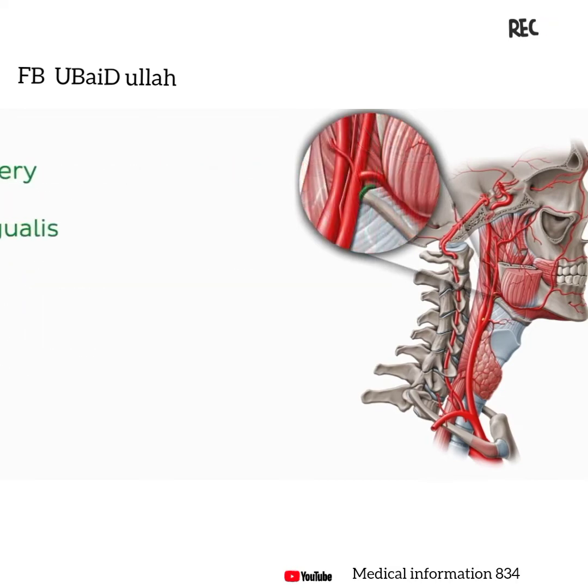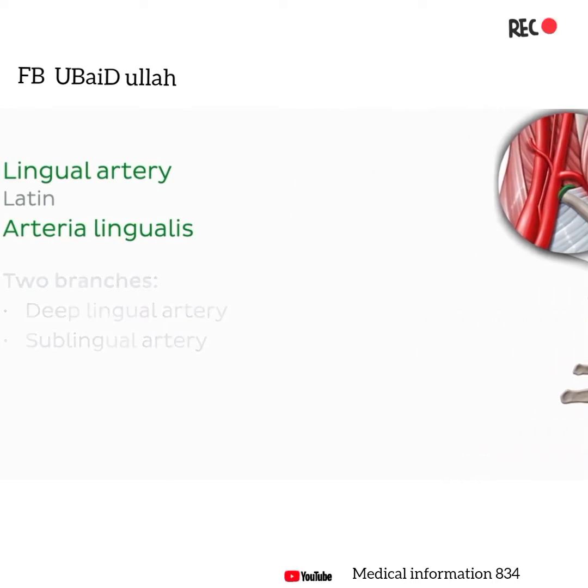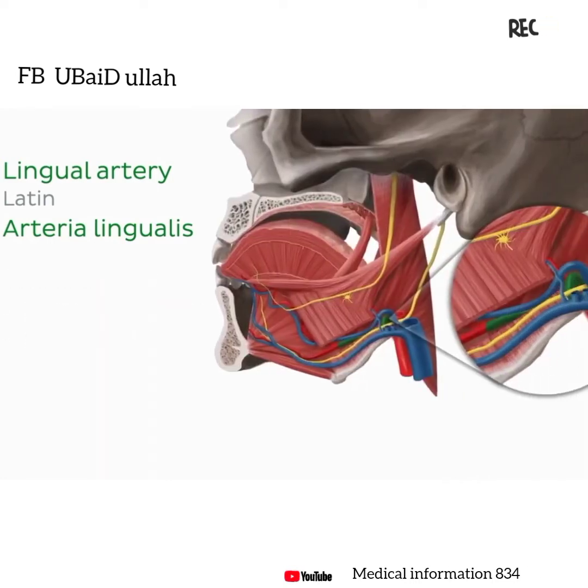The lingual artery courses deep to the hyoglossus muscle, giving off 2 branches, the deep lingual artery and the sublingual artery. As the name suggests, the lingual artery, via its branches, supplies the intrinsic muscles of the tongue as well as the floor of the oral cavity.